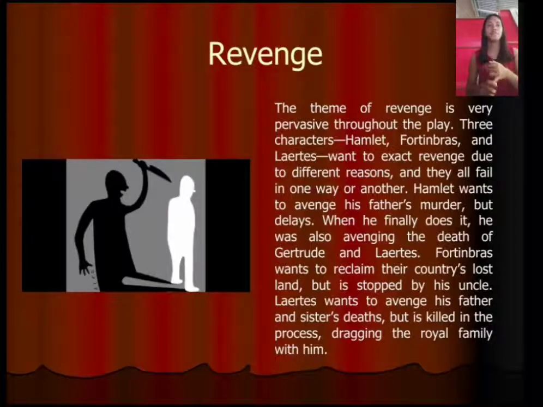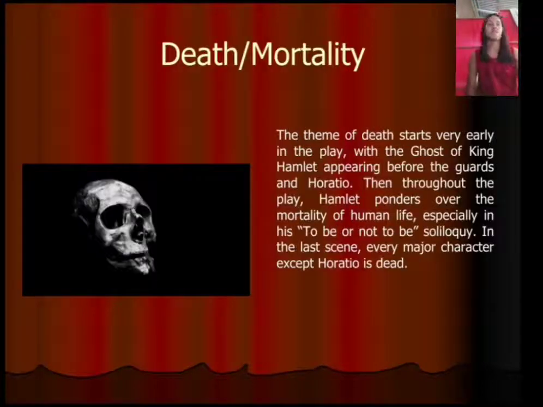For one, Hamlet wants to avenge his father's murder, but he delays, and when he finally does it, everyone else dies. Fortinbras wants to reclaim their country's lost land, but is stopped by his uncle. And finally, Laertes wants to avenge his father and sister's death, but was killed in the process, dragging the royal family with him. Up next is death and mortality.